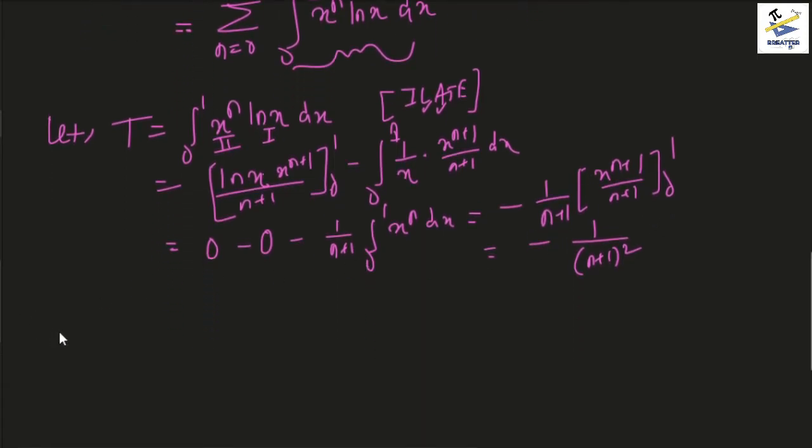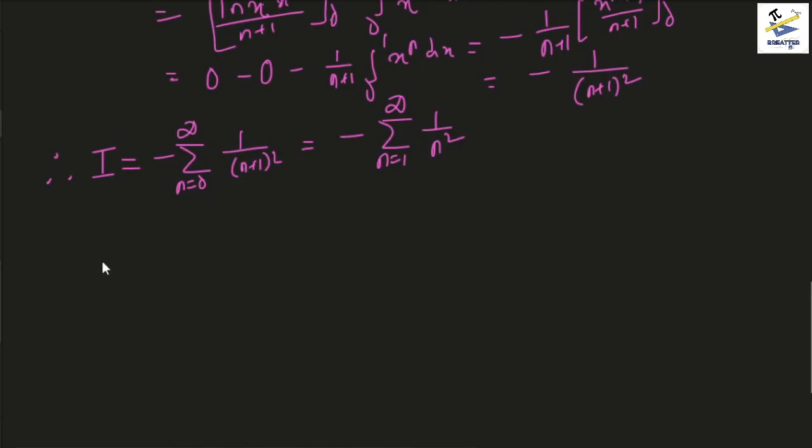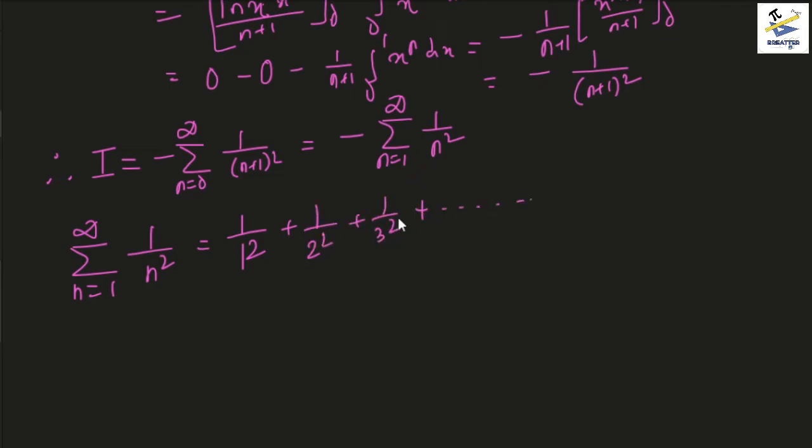Therefore, putting this value in, we get I equals minus the summation from n equals 0 to infinity of 1 by n plus 1 whole squared, or we can write this as minus the sum from n equals 1 to infinity of 1 by n squared, right? Now, what is this series? This is one of the most beautiful series in mathematics and one of the oldest problems. Just ignore the negative sign for now. We just want the value of this series. It is 1 by 1 squared plus 1 by 2 squared plus 1 by 3 squared and all the way up to infinity.